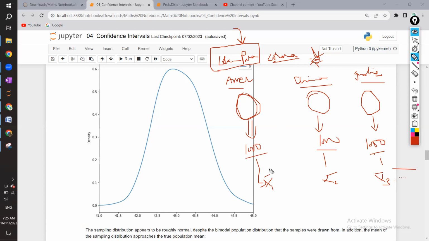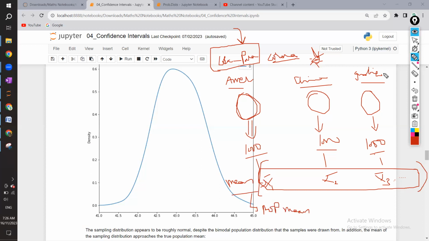Once you have the samples, the mean of these sample means will follow what? Can you tell me? The mean of the sample means will be equal to what, guys? I'm not asking for a value, it will be equal to what? Yes, the mean of the sample means will be equal to the overall population mean.